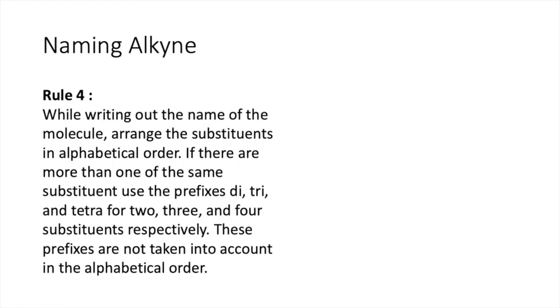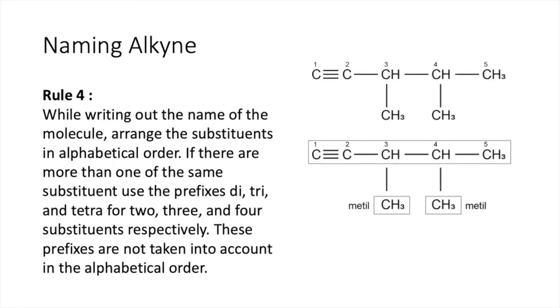Rule number 4. While writing out the name of the molecule, arrange the substituents in alphabetical order. If there is more than one of the same substituent, use the prefixes di, tri, and tetra for 2, 3, and 4 substituents respectively. These prefixes are not taken into account in the alphabetical order.